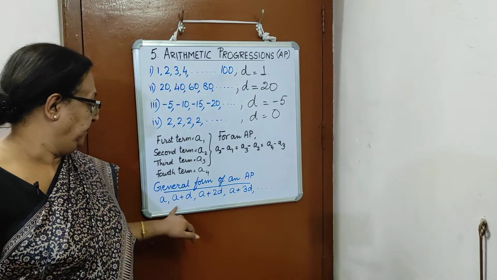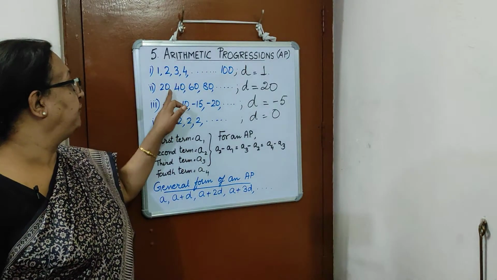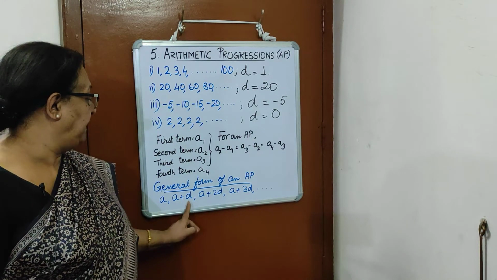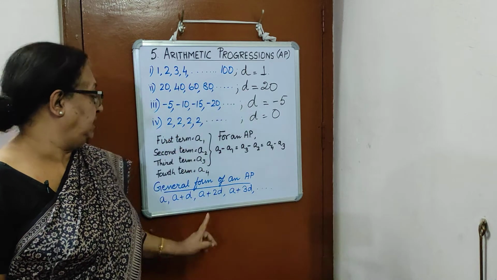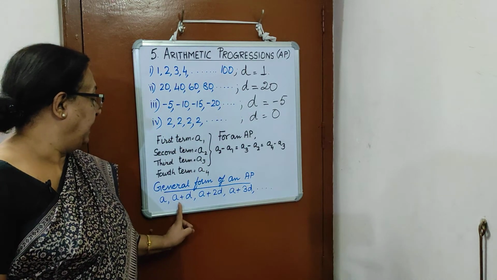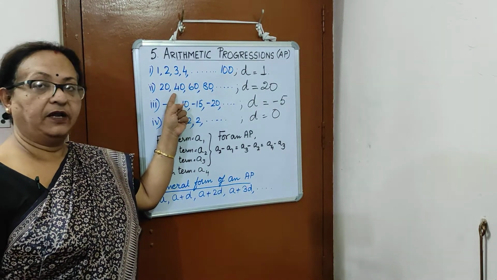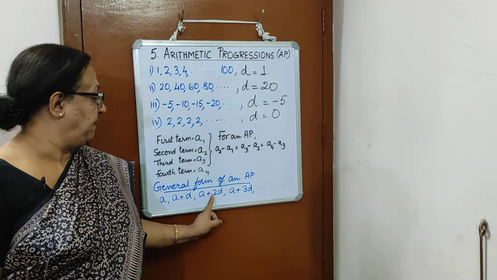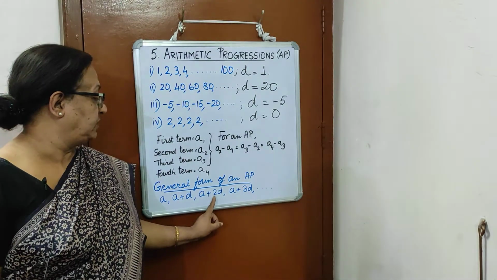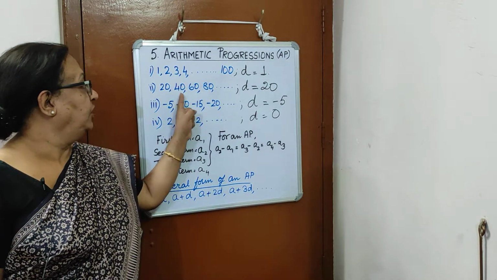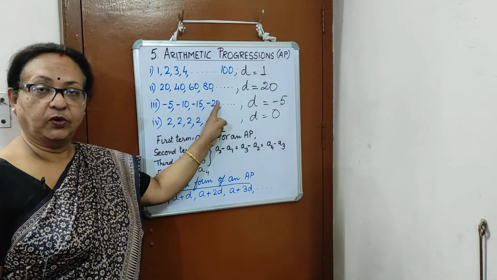Again, let's check this general form for the second example. a is 20. What is a plus d? Here d is 20. So what will the second term be? a plus d, that is 20 plus 20, 40. You get the second term 40. What is a plus 2d? That is 20 plus 2 into 20, that is 40 plus 20, 60. You get 60, and so on.